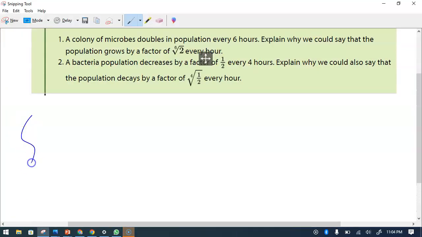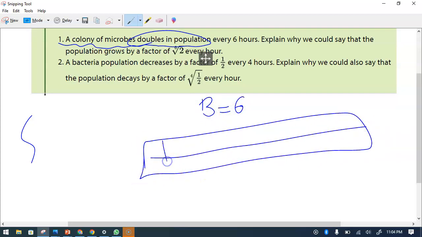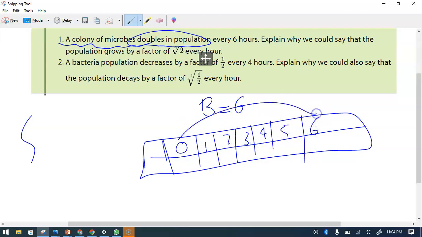So just a quick example, a colony of microbes doubles. What is the meaning of doubles? That means the growth factor, let's say B, is 2 for every 6 hours. If you try to draw this, in the beginning, let's say 0, but in 6 hours, 1, 2, 3, 4, 5, and 6, for the jump from 0 to 6, the factor that multiplies is 2. So this could be A naught. That means this is twice A naught, which means it doubles.